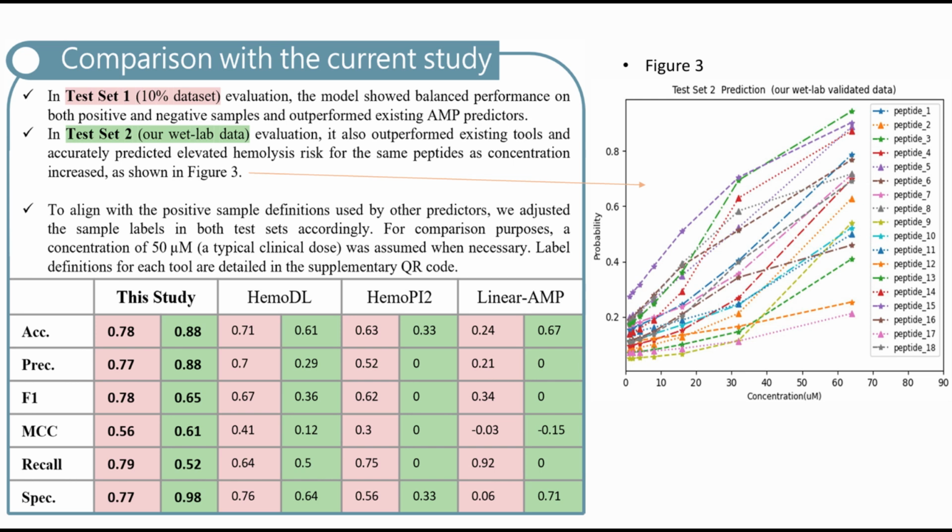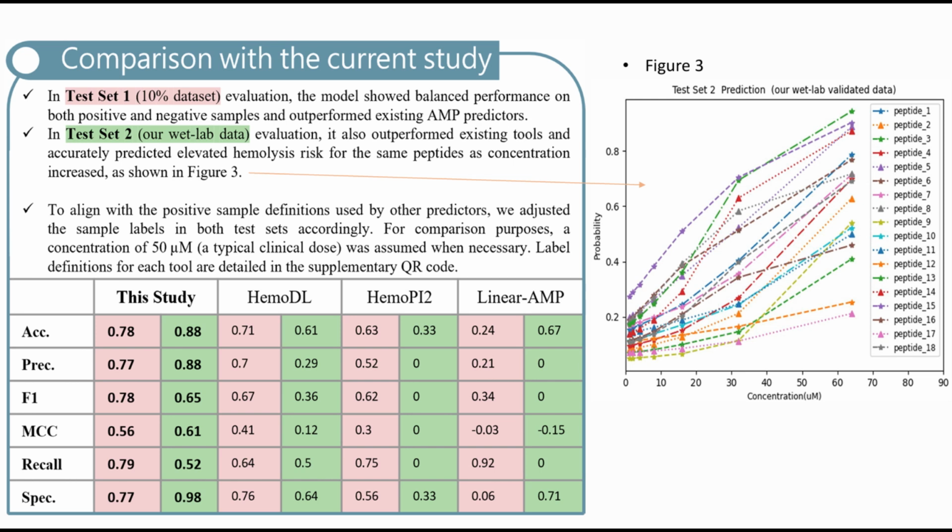Comparison with the current study. In Test Set 1, the 10% dataset, the model showed balanced performance on both positive and negative samples and outperformed existing AMP predictors. In Test Set 2, our wet lab validated data, it also outperformed existing tools and accurately predicted elevated hemolysis risk for the same peptides as concentration increased, as shown in the right figure.